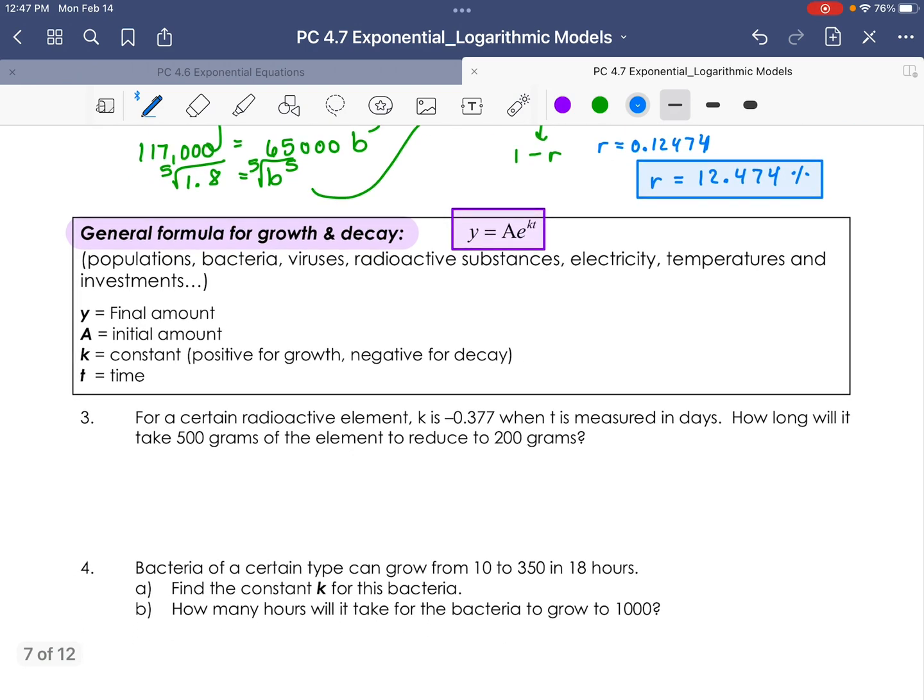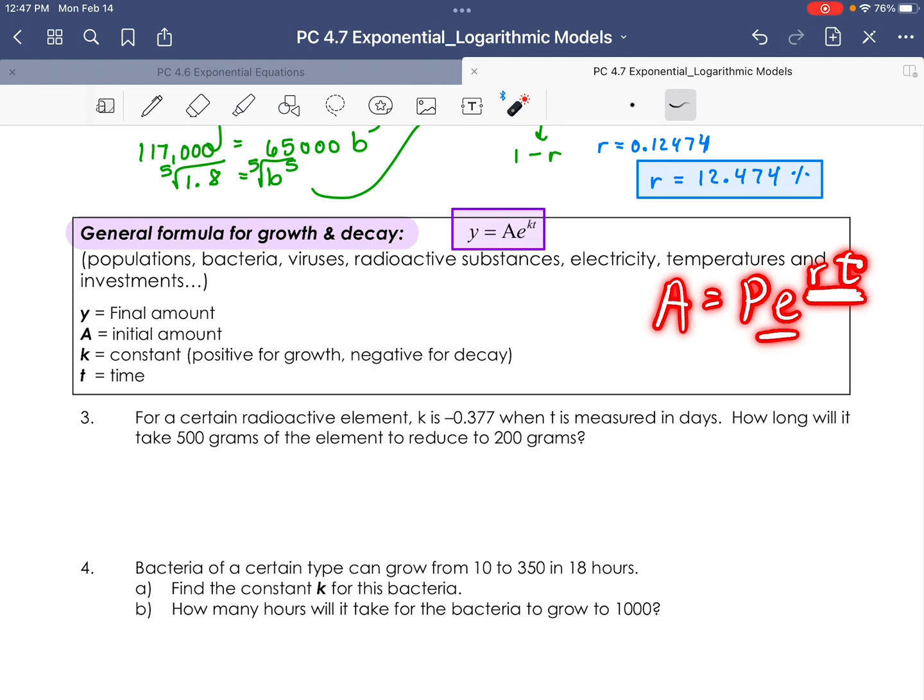Okay, so the new one, I like to tell my students this is very similar. Just think of this as the one with compounding continuously. Remember we had A equals P e to the rt. Remember we had e to some interest rate to the t. This is the general formula for growth and decay.